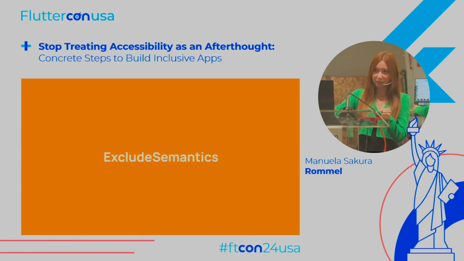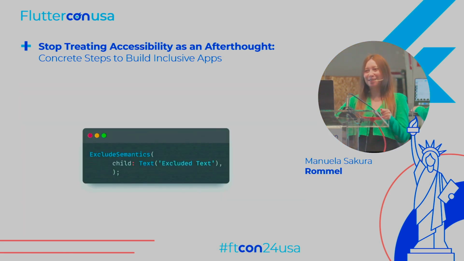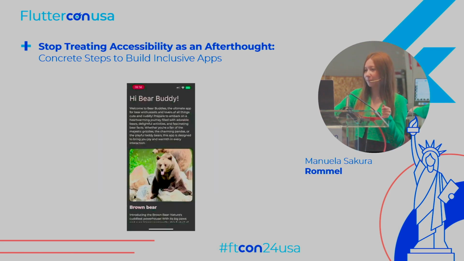Then there's exclude semantics. Do you remember the plus icon on our floating action button? It's not so important, so we can exclude information like that. It's also a wrapper widget, so you wrap it around something that you want to be excluded from your semantics information. And I have made that now with a big text in my app. Usually you wouldn't do that, only for very unimportant things.